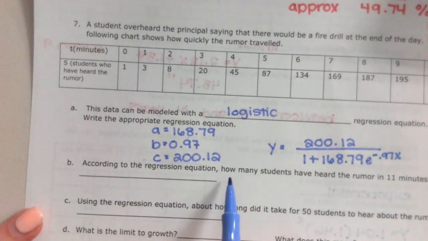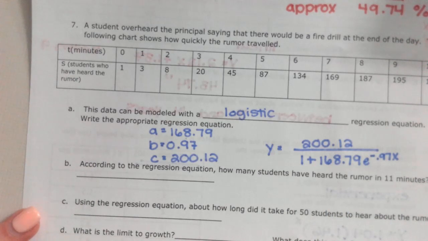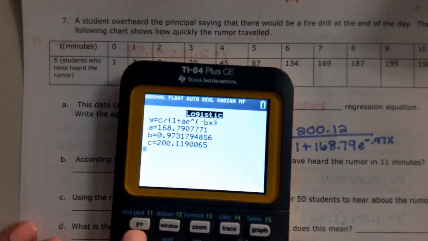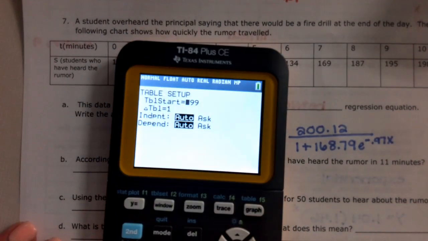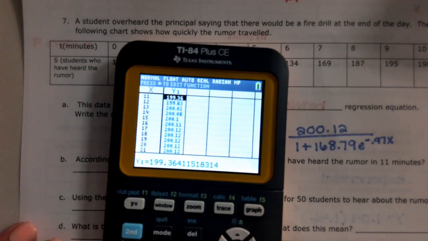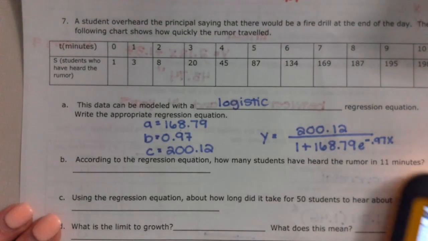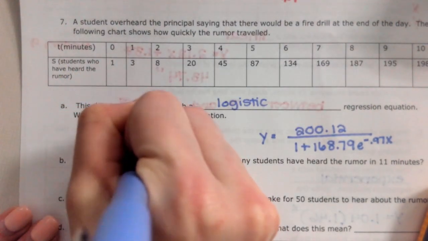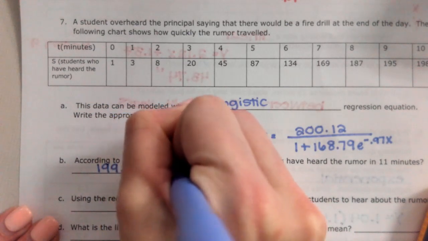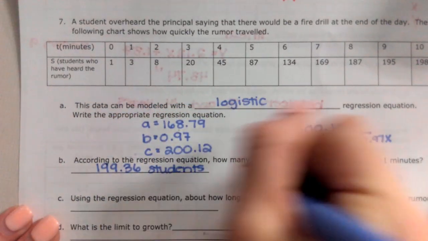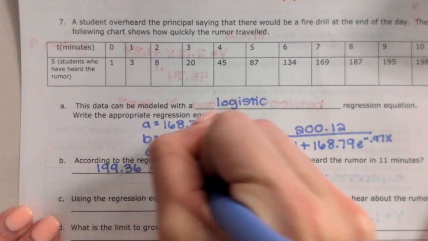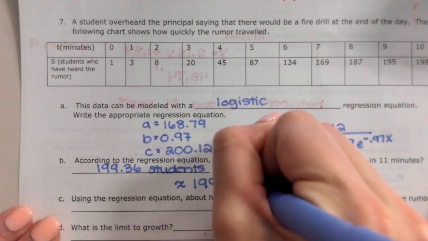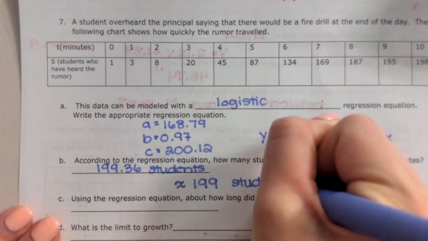According to the regression equation, how many students have heard the rumor in 11 minutes? So, second window, if I go to 11, 199.36. Well, you can't have 0.36 students, so we would say approximately 199 students, because that would round down.